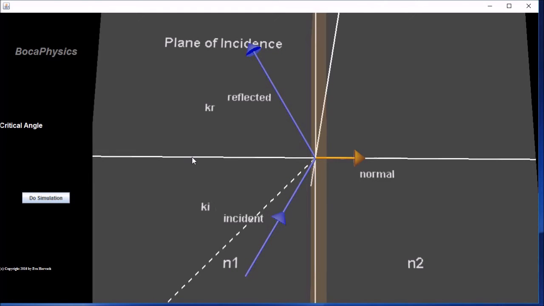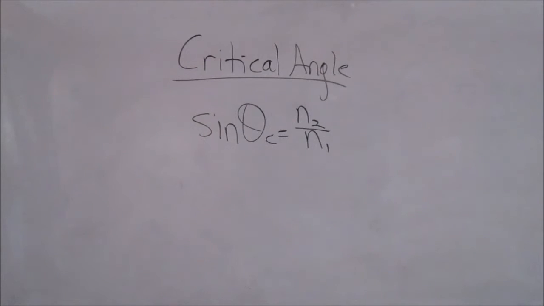The dashed line represents the critical angle, and in this simulation, the angle of incidence is greater than the critical angle. The incident wave is totally reflected, and this effect can be observed when you are underwater and look up at the surface. The critical angle can be found from the following expression: sine theta c, the critical angle, is equal to n2 over n1.